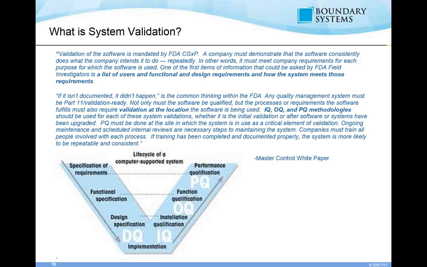One of the first items of information that could be asked for by the FDA field investigator is a list of users and functional and design requirements and how the system meets those requirements. So once again, for the validation, what you say the system must do, the system must do. Once again, with Windchill, it does have that repeated motion. So that's where our workflows come in, because the workflow is just repeated. Whatever you do in this workflow will continue to do in that workflow.